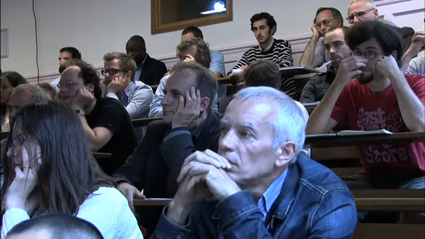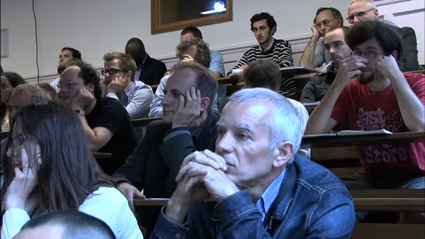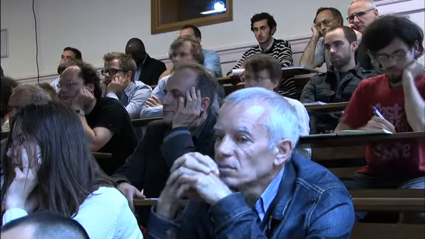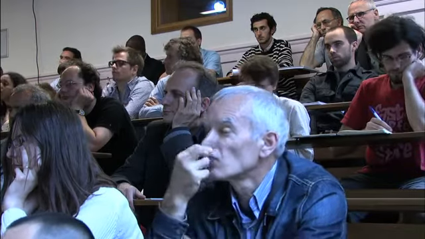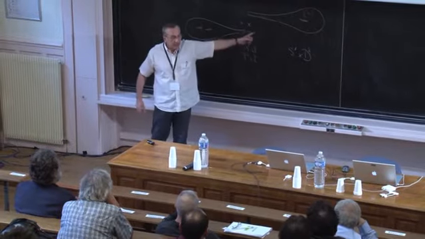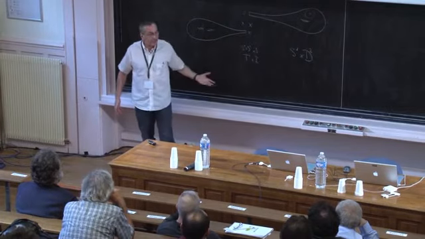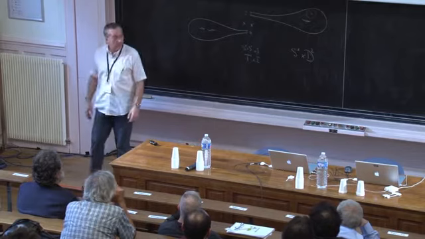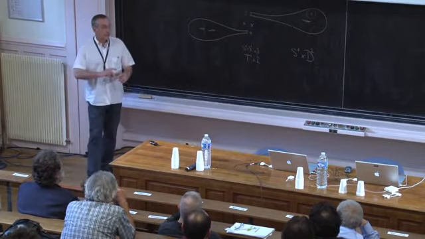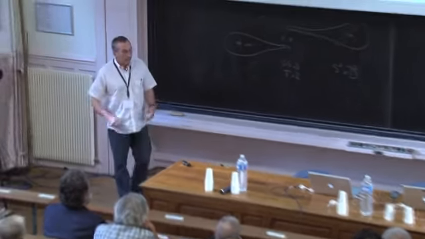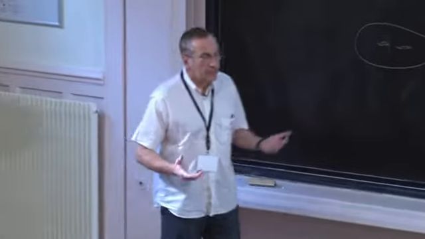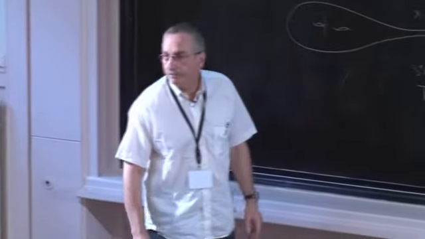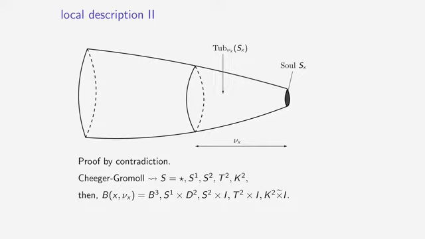And hence, the metric ball, which is close to the soul, has to be diffeomorphic to B3, S1 cross D2. This is one example here. S2 cross an interval, or T2 cross an interval. This is another example here. Or the interval bundle over the Klein bottle, which is a twisted bundle. It has to be twisted because it has to be orientable, and the Klein bottle is not. So we have 5 possibilities for the local structure of these manifolds.